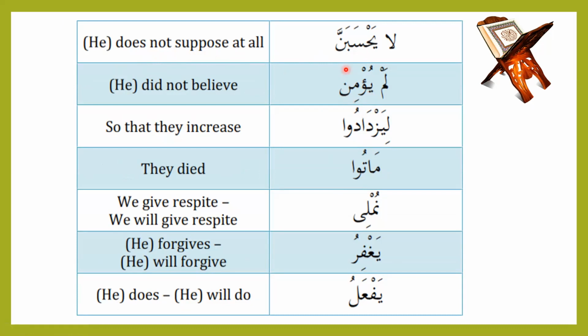If you can see lam yu'min. Why is it yu'min? Because yu'min is sigha number 1. When lam comes before yu'min, fi'l mudari, the alamat al-raf will be removed. Alamat al-raf has gone. It was actually yu'mino. So zamma has gone. Lam yu'min, because of lam, it converted fi'l mudari into fi'l majzoom. He did not believe.